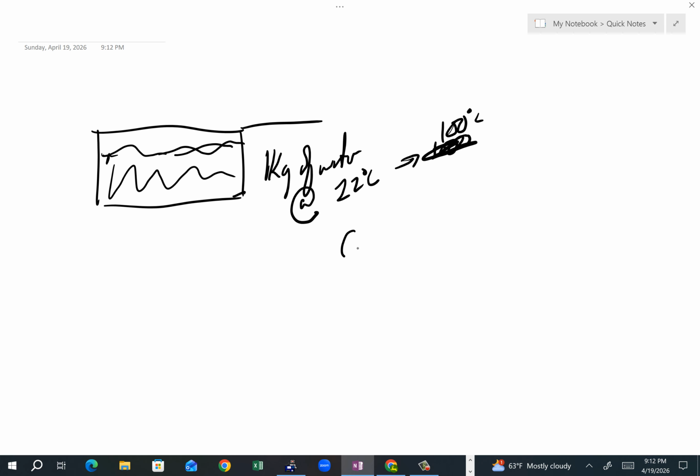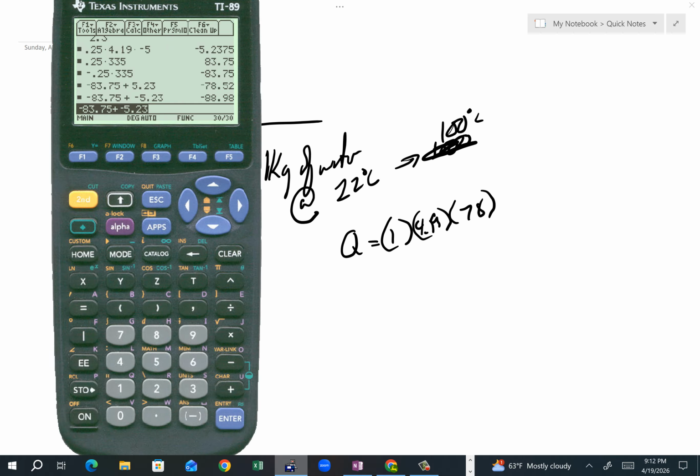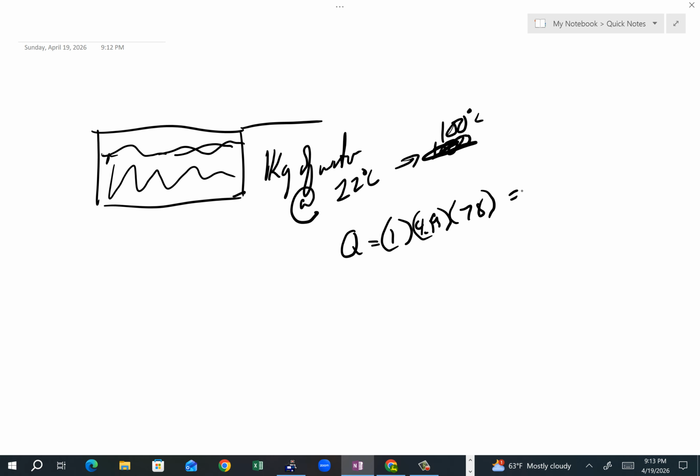So it's going to be Q equals MC delta T. I need to put in that much heat. That's just for the water. So 1 times 4.19 times 78. Now that's just for the water. So 326 kilojoules just to get the water up there.